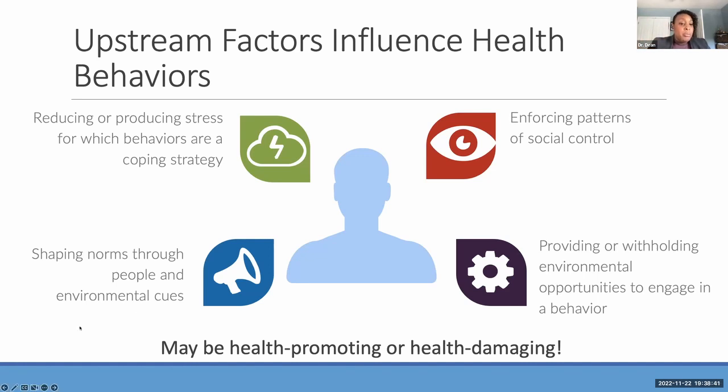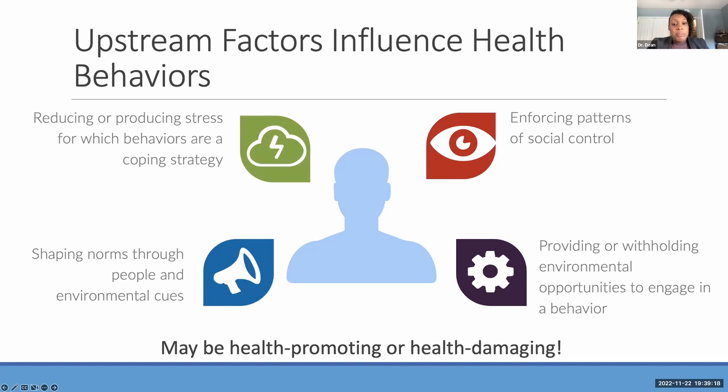It could also, for example, help shape norms through people and environmental cues. For example, mutual trust is linked to lower homicide rates, and social acceptability of things like gun violence increases the likelihood of gun violence. Or it might be something like enforcing patterns of social control. That is control and social support. So let's say maybe it's okay to take a break during lunch, or maybe at your workplace, it's okay to leave early. That is a pattern of social control. It's not an actual rule, but it's a pattern of social control that might influence your health.